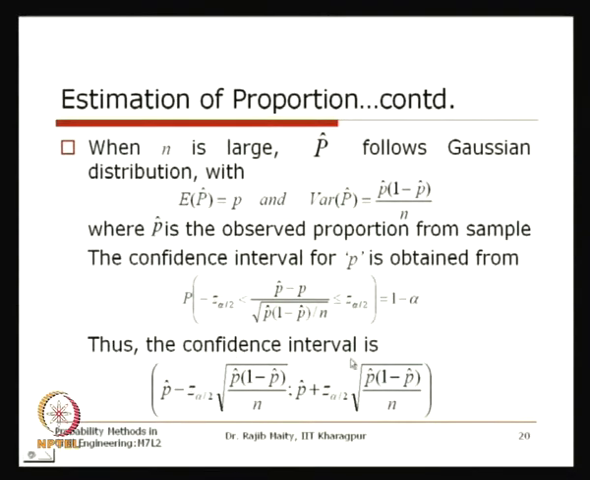So, thus the confidence interval of the proportion follows from this. If we look at the confidence interval of p, we multiply this quantity by this value and add it to or subtract it from p cap. So, the lower limit is p cap minus z alpha by 2 times the square root of the variance, that is, the standard deviation, and the upper limit is p cap plus z alpha by 2 times the square root of p cap into 1 minus p cap by n.